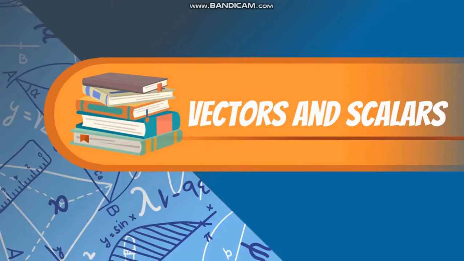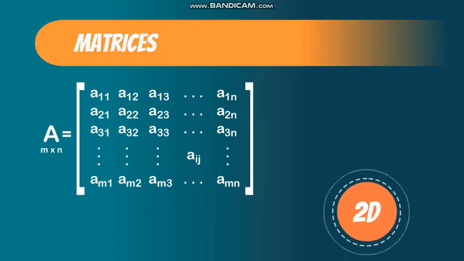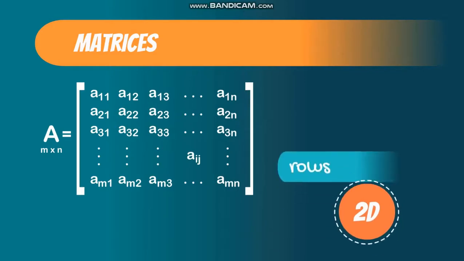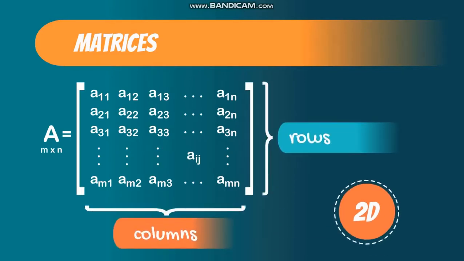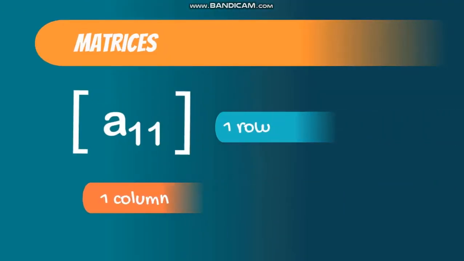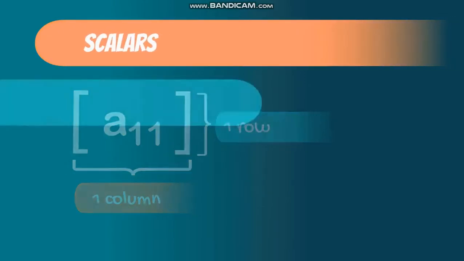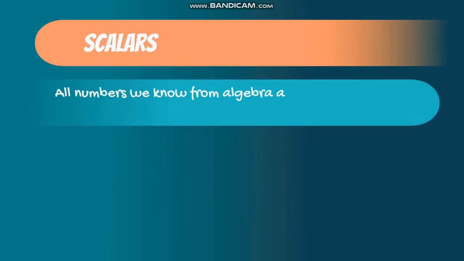In the last lesson, we looked at matrices. What you may have noticed is that matrices are two-dimensional objects by definition, as they have rows and columns. However, there are specific cases of matrices which are also widely used. One of them is overwhelmingly common: a matrix with one row and one column. Naturally, it contains a single element. That's called a scalar. In fact, all numbers we know from algebra are referred to as scalars in linear algebra.